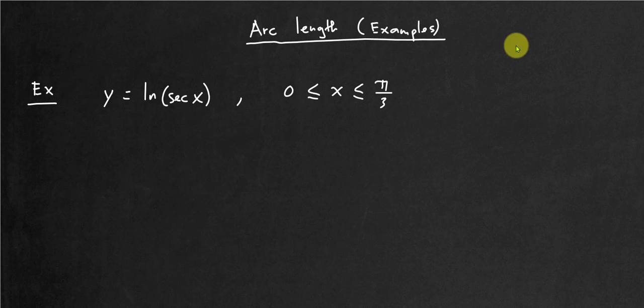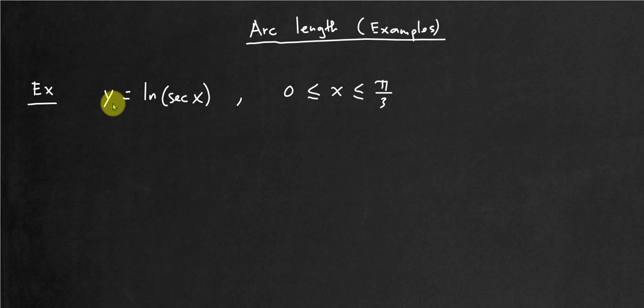In this video, we are going to take a look at a few more examples of finding the arc length of functions. Recall the arc length is just the distance traveled between 2 points on the curve, where you follow the path of the curve. Now let's take a quick look at this example.